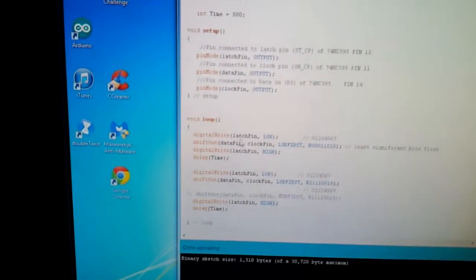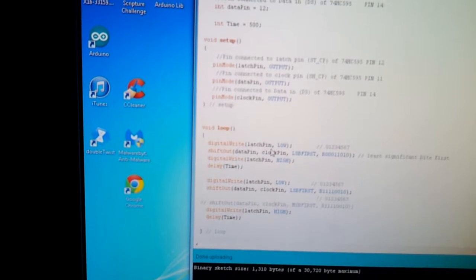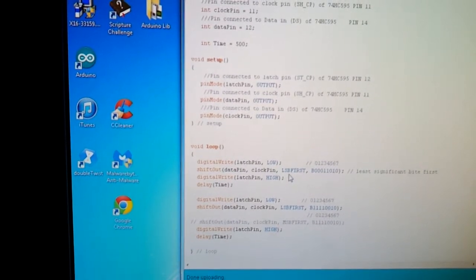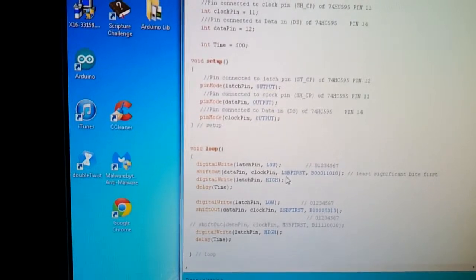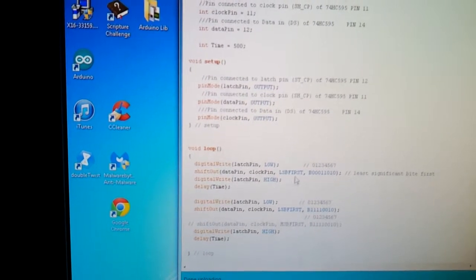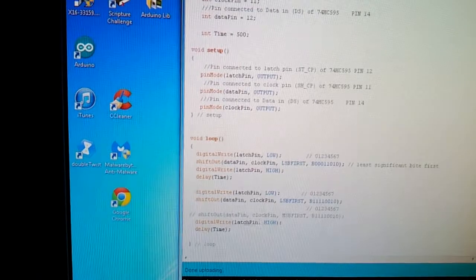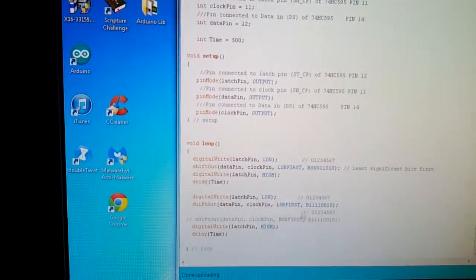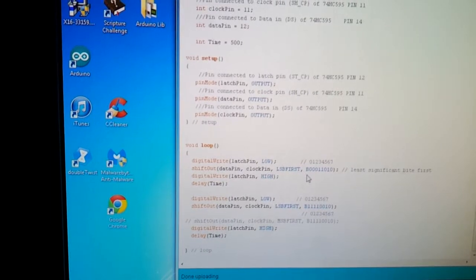And then here's the loop, and it's super easy to use this. So first you have to make the latch pin low, so digital write latch pin to be low. And then the shiftOut command. That's pretty cool. Arduino has this little built-in function. So you put the data pin first, clock pin, and then this is least significant bit first, or you can do most significant. I have it commented out over here.